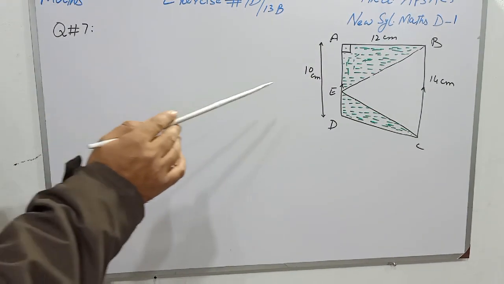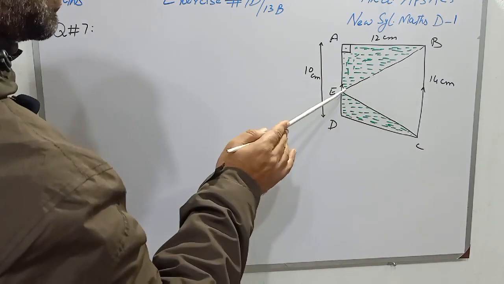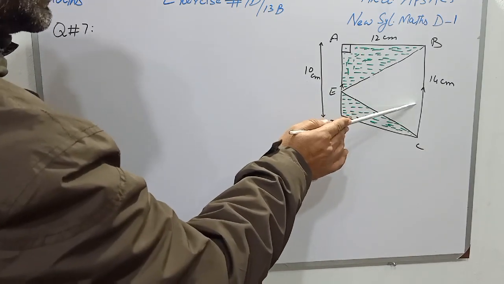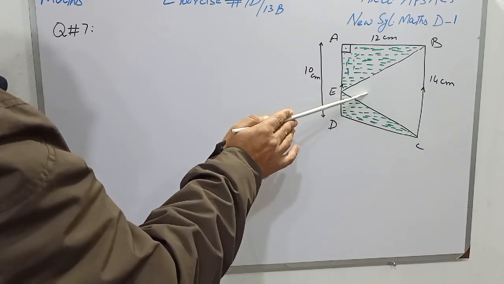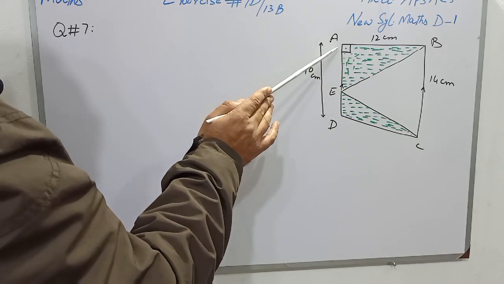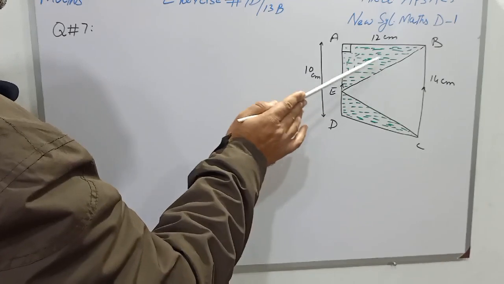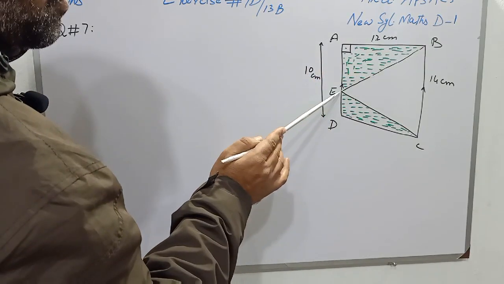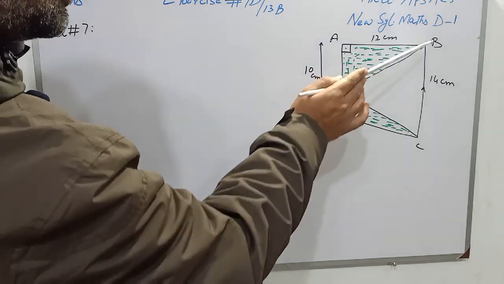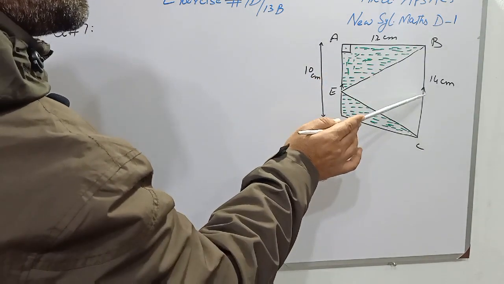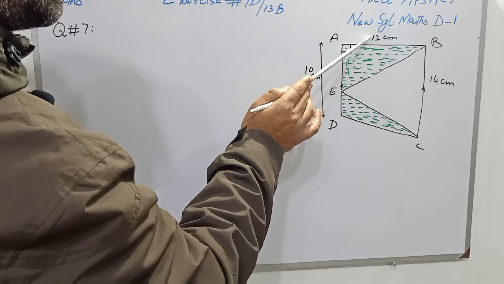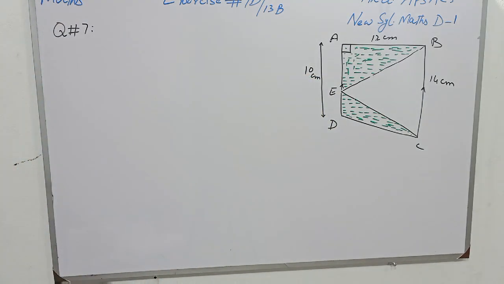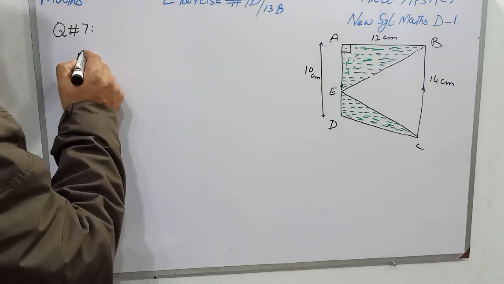Students, keep in mind that the distance between two parallel lines is always equal. That's why they are parallel lines. So if the height between these two parallel lines is 12 centimeter from A to B, then if we draw a perpendicular from E to BC, it will also be 12 centimeter. So keep in mind this thing. So first we will find the area of the trapezium.